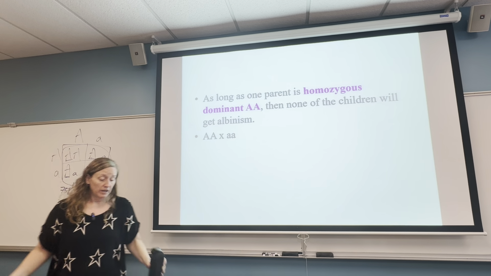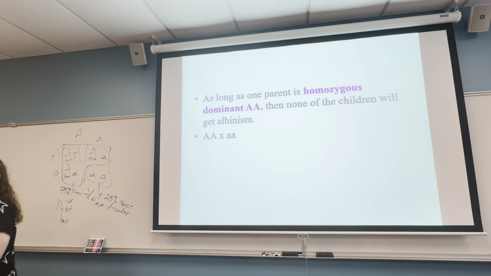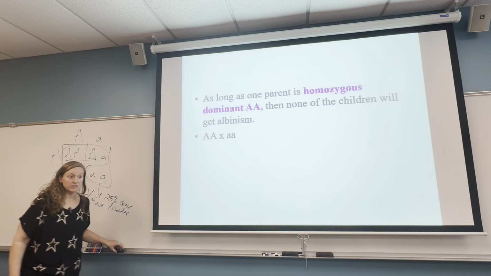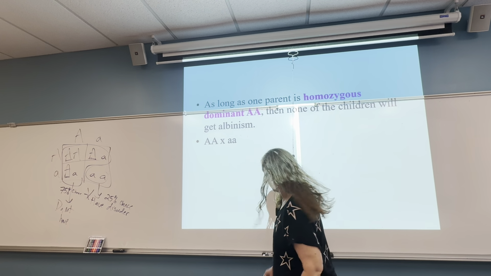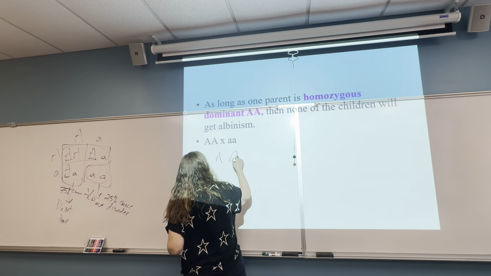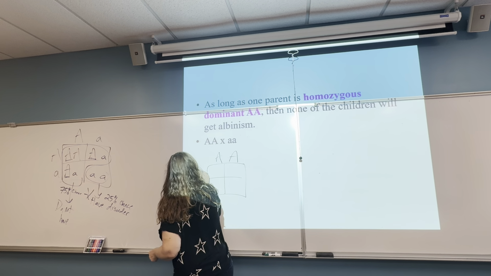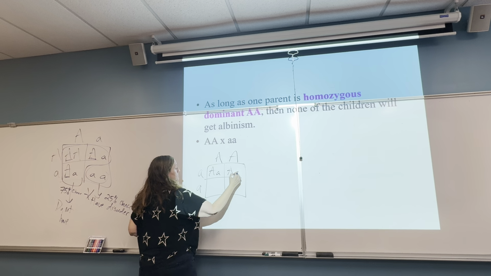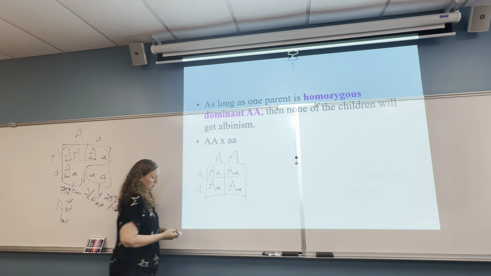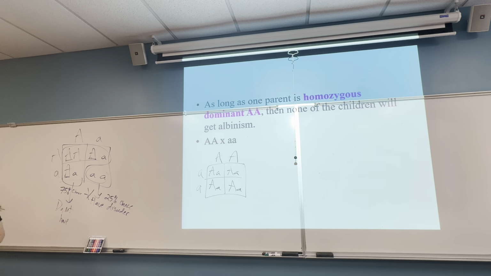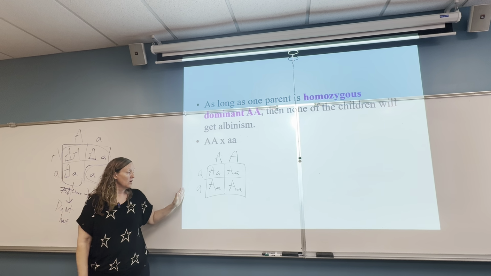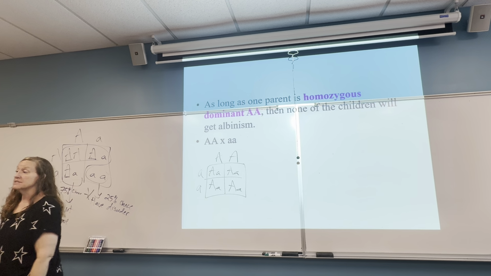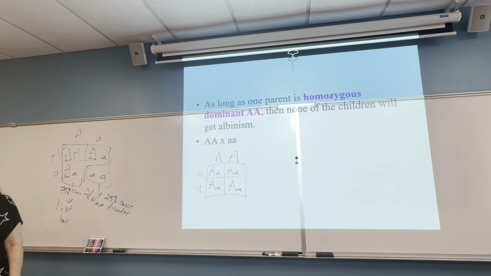Okay. If one of the two parents is homozygous dominant, capital A, even if they pair with a parent who has albinism, all their kids will receive a gene for the functional TYR gene. So here you can see that each child in this scenario, with one parent being homozygous dominant, one parent being homozygous recessive or having albinism, all the kids will have a 100% chance of being heterozygous and receiving that production of melanin.